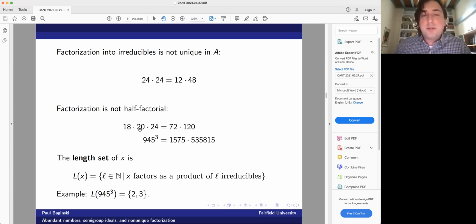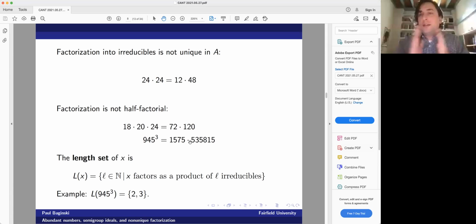All these examples so far are even abundant numbers, but the same thing happens with odd abundant numbers. Taking the smallest odd abundant number, if I raise it to the third power, so this is 3 irreducibles on the left, I can rewrite it. You'll have to believe me, both of these numbers on the right are irreducible abundant numbers. So I've taken 3 irreducibles and rewritten them as 2.